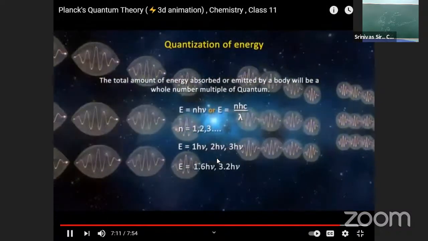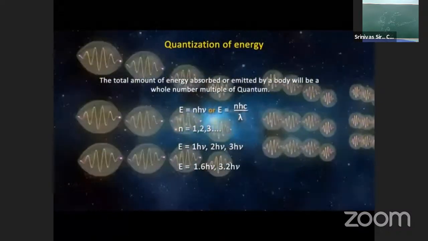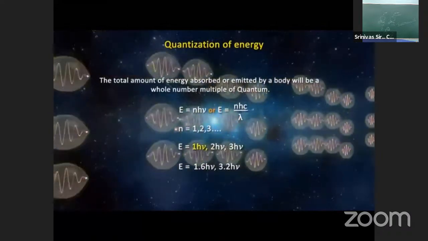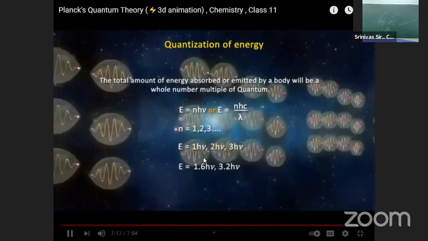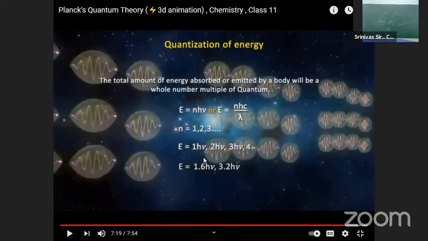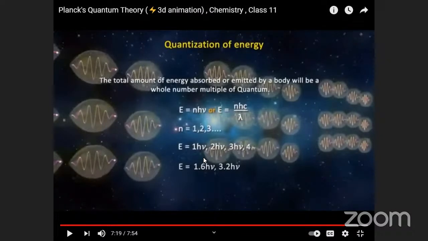This implies that energy can be emitted or absorbed as 1 h nu, 2 h nu, 3 h nu, and so on. So this is known as quantization of energy. This word is very important. See guys, after 1 h nu, the next possible energy is what? 2 h nu. After 2 h nu? 3 h nu. Always a whole number.